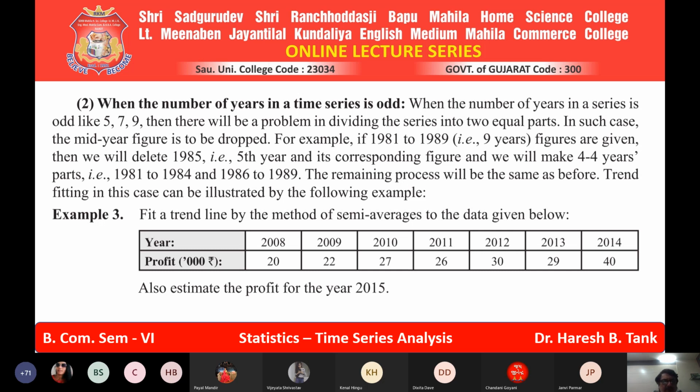Let us take an example that would make it more clear. Fit a trend line by the method of semi-averages to the given data, 2008 to 2014. Look, how many observations are there? There are 7 observations. Since there are 7 observations, you cannot divide it in 2 parts as we did in the last case. In the last case, an even number of observations were given, so you were able to get 2 different parts. You can slice it in 2 different parts, whereas this is not the case. In this case, you cannot slice it in 2 parts. Then what should one do? Let us see.